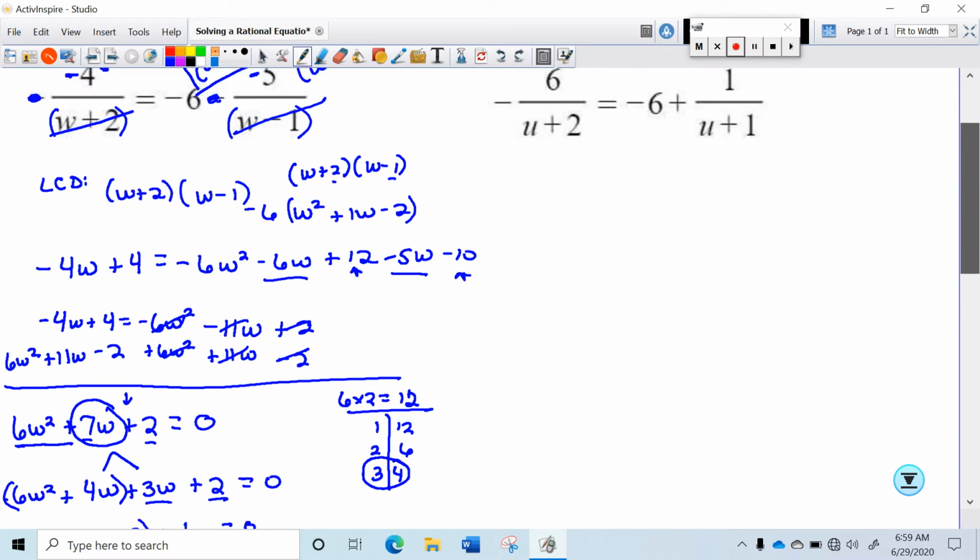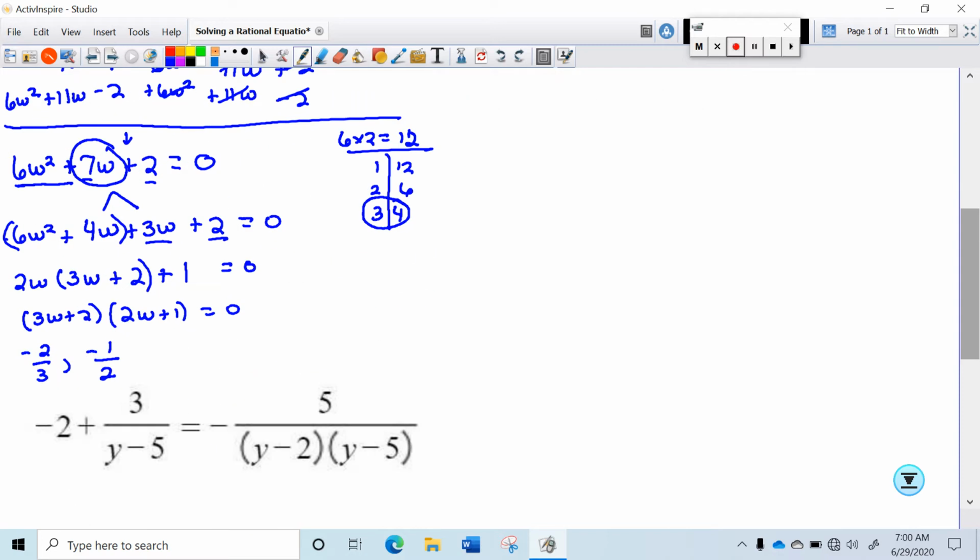And I'm just going to go up here and look at my denominators and make sure that neither one of those make the denominator 0, because that's not allowed, but they don't. So my two answers are negative 2/3 and negative 1/2.